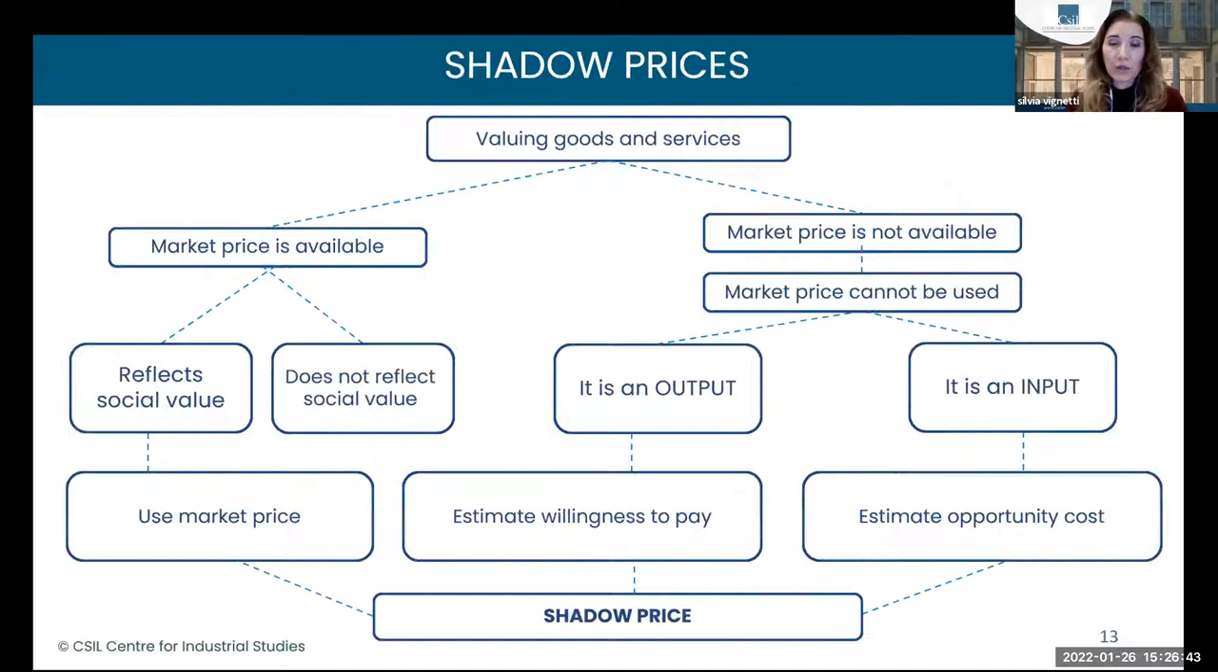So here is more or less the idea about prices, shadow prices. You have to value goods and services. You have to see whether market price is available, and if it's available, whether it reflects the social value. If it does not reflect the social value, then you have to go... There's an arrow missing here, I think, because if it does not reflect the social value, you have to go for market price cannot be used. And if it's not available or if market price cannot be used, then you have to go for the willingness to pay or for the opportunity cost.